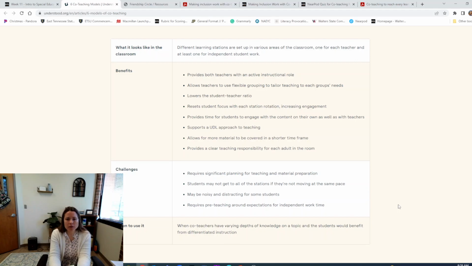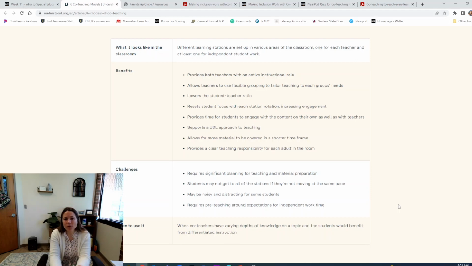So the benefits are, of course, both teachers are playing an active instructional role. This, again, lowers the student-teacher ratio. This allows students to be more actively engaged. It increases that engagement. Teachers are allowing students to be able to use materials in different ways to be able to meet the objective. This is supporting really a universal design for learning approach to teaching.